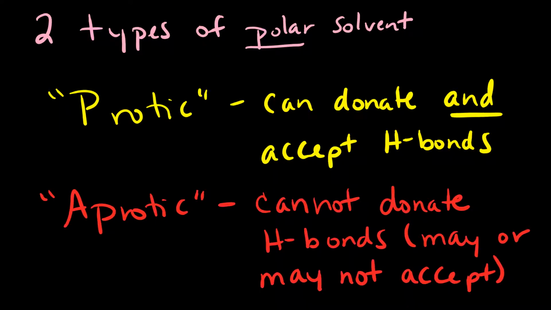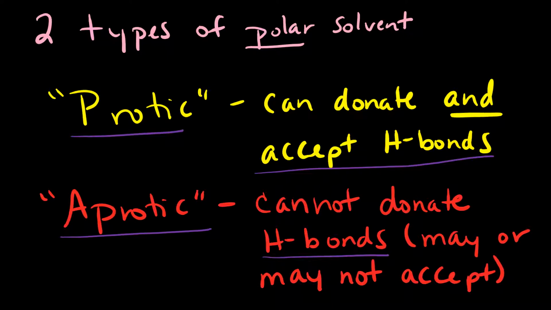There are 2 types of polar solvents that we will come across in this class. There are, of course, nonpolar solvents as well, but we're going to see that most reactions that we will study will take place in relatively polar solvents. First is what's called a protic solvent, and this type of solvent can donate and accept hydrogen bonds. And then there's aprotic solvent, which cannot donate hydrogen bonds, but may or may not accept hydrogen bonds.